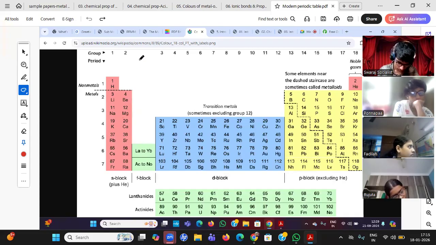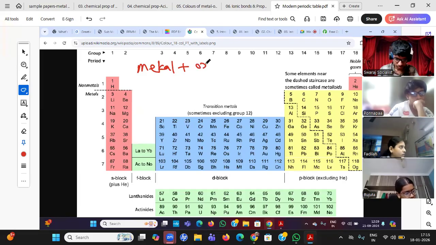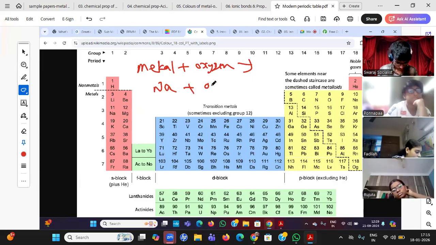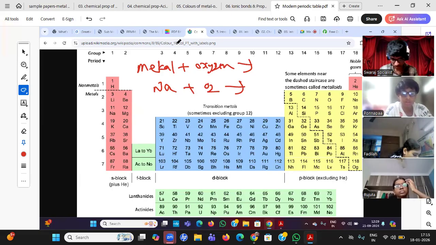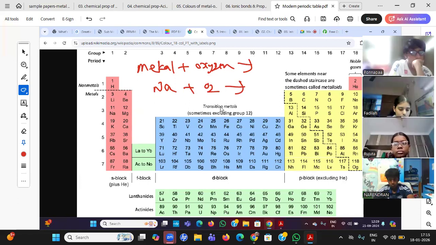Okay, students. We just started with metals reacting with oxygen. What did we learn? Metal plus oxygen gives... Can anybody say what metal plus oxygen gives? Like Na is a metal plus O2. Yes, very good. Ponnappa, Aparna, right answer. Jahanavi, good. Narendra, good. Metal oxide. Very good, Tanish. Metal oxide is the right answer.